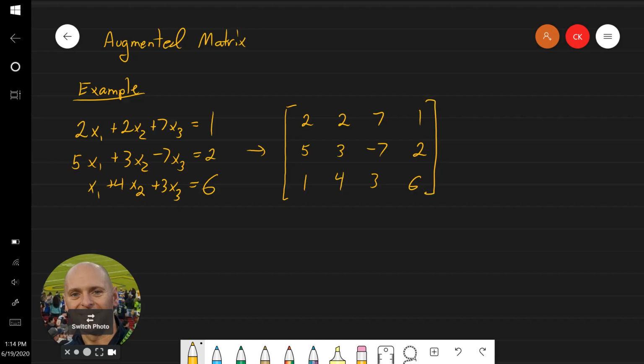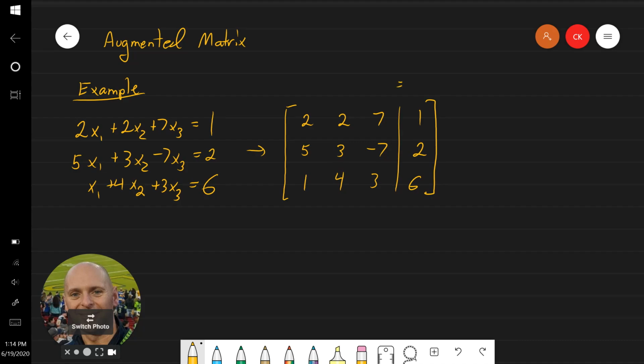And we need to do one additional thing, and that is we want to maintain an understanding for where the equal sign was in this relationship between the left and right hand sides of the equation. And we can do that by just putting a vertical bar to separate that position in the matrix. So now we have an understanding for where that equals was.